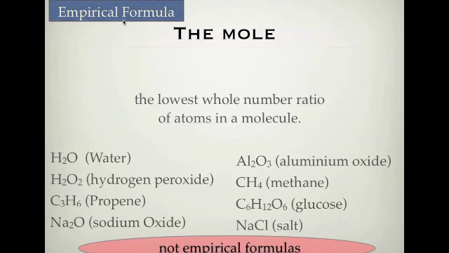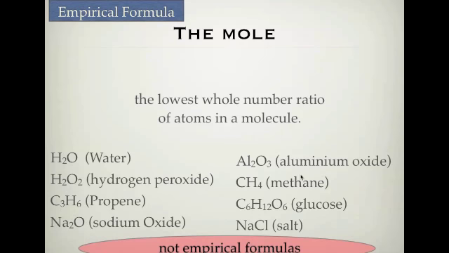The empirical formula is the lowest whole number ratio of atoms within a molecule. The idea is that molecules are made up of atoms. When we want to analyze things, sometimes we only want to know just the basic idea of what a molecule contains, or what the basic bare bones structure of a molecule is.